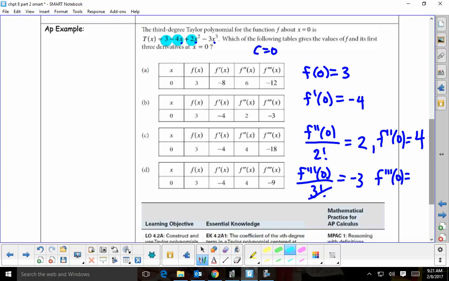So again, be careful because they're trying to make you think 3 times -3 is -9! But it's not 3, it's 3 factorial, which is actually 6. So 6 times -3 is -18. And my answer is C.